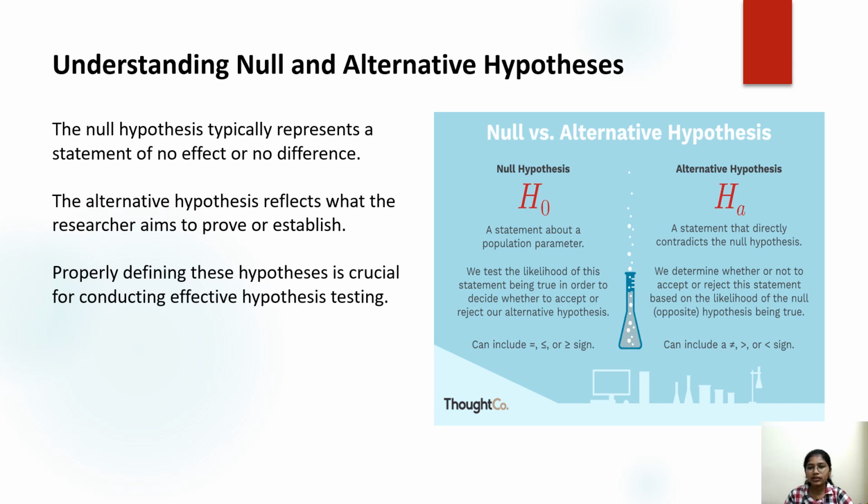Null versus alternative hypothesis. Null hypothesis is represented by H0, whereas alternative hypothesis is represented by HA. H0 is a statement about a population parameter. We test the likelihood of this statement being true in order to decide whether to accept or reject our alternative hypothesis. It is represented by an equal to, less than or equal to, or greater than or equal to sign. HA is a statement that directly contradicts the null hypothesis. We determine whether or not to accept or reject the statement based on the likelihood of the null hypothesis being true.